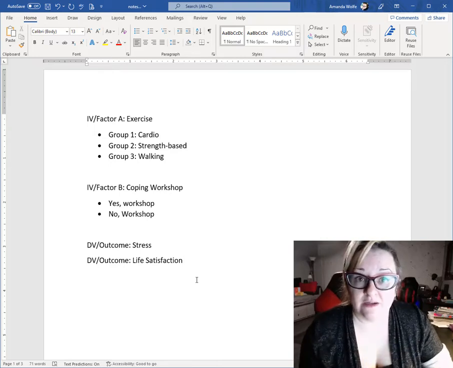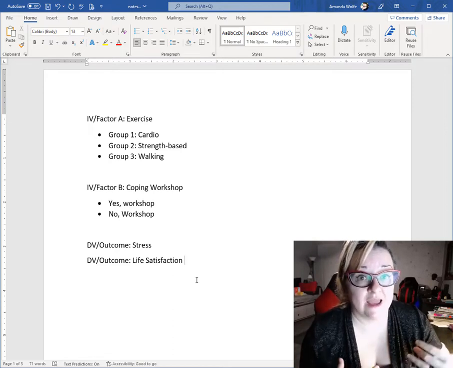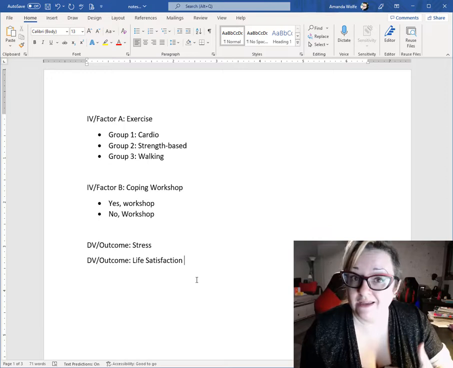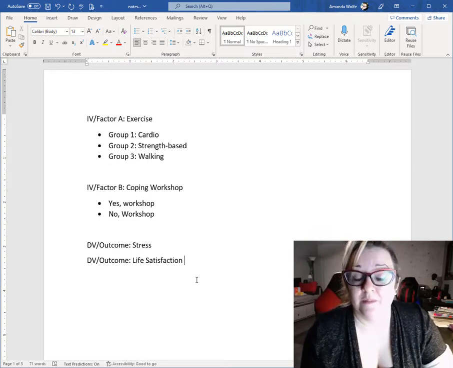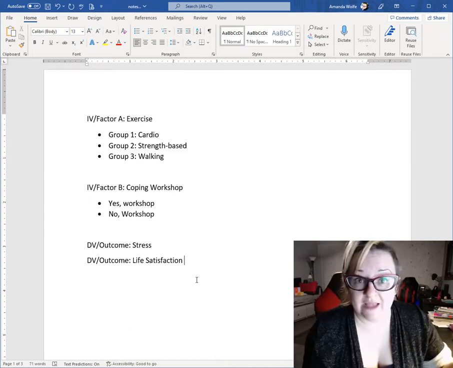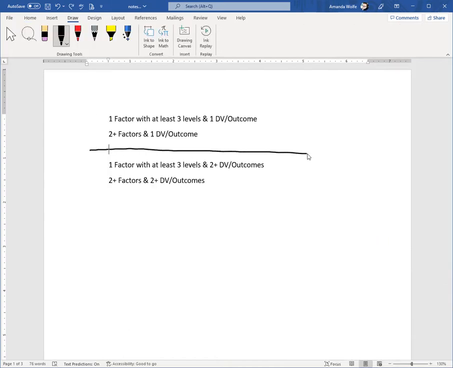The real key here is that you tell a one-way ANOVA from a 2-way ANOVA or factorial ANOVA the same way you tell apart a one-way MANOVA and a 2-way or factorial MANOVA. And you tell ANOVAs apart from MANOVAs by how many outcomes they have. In your notes, you can also separate them this way. One factor with at least 3 levels and 1 DV outcome, or 2 factors with 1 DV outcome, these are both ANOVAs. Whereas the ones below the line both have 2 or more DVs or outcomes.